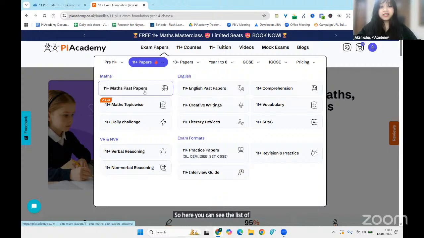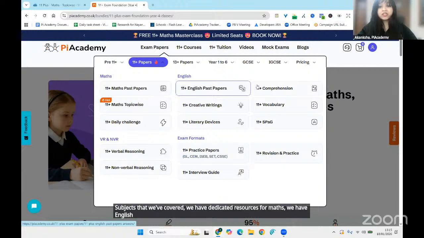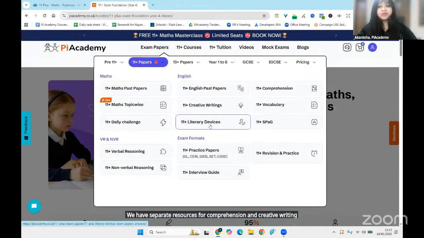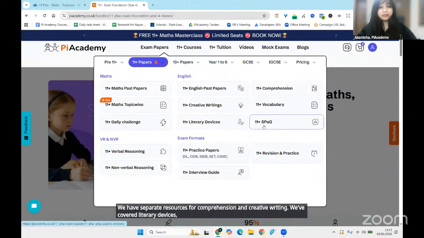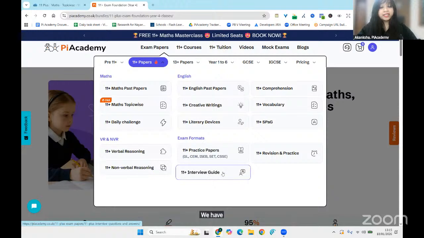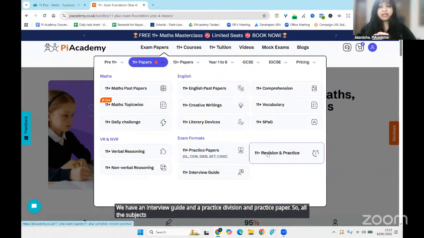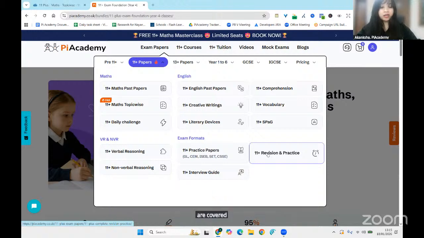subjects that we've covered. We have dedicated resources for maths, we have English. We have separate resources for comprehension and creative writing. We've covered literary devices, PAG vocabulary. We also have verbal and nonverbal reasoning. We have an interview guide and a practice revision and practice paper. So all the subjects which are asked by the leading grammar and independent schools in their 11+ examinations are covered in depth on our website.